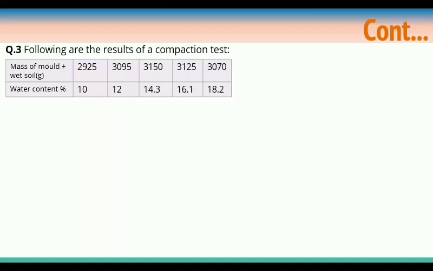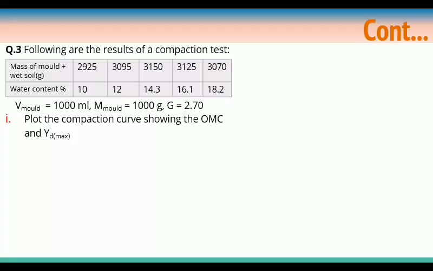Here is the next question, number 3. The following results of the compaction test are given. The volume of the mold is 1000 ml, the mass of the mold is 1000 gram, and G is given as 2.7. We have to determine the compaction curve showing the OMC, optimum moisture content, and gamma d max, the maximum dry density. Plot the 0% air void line.